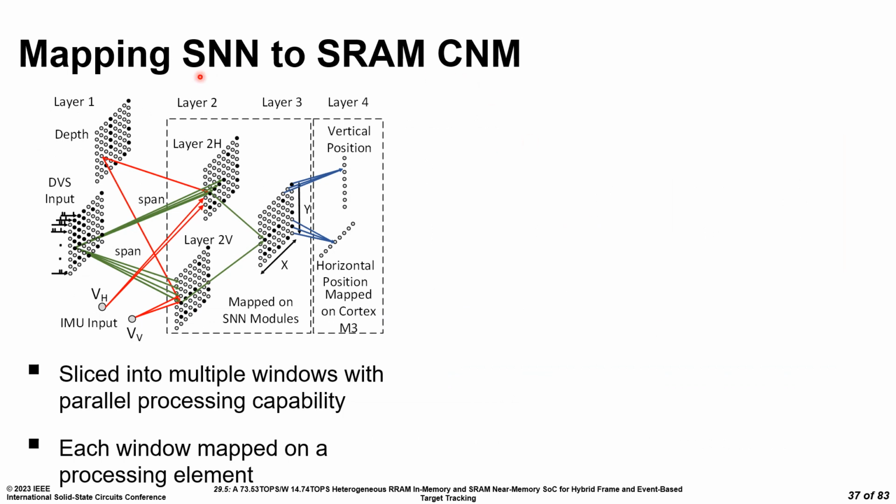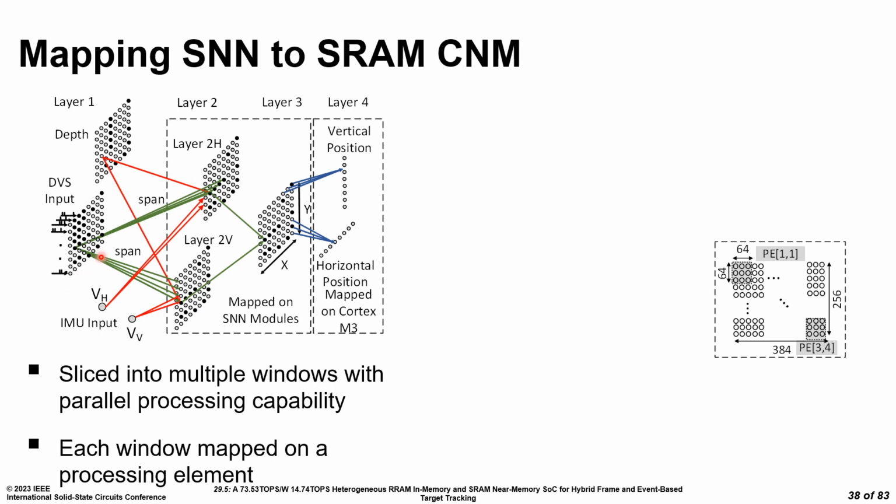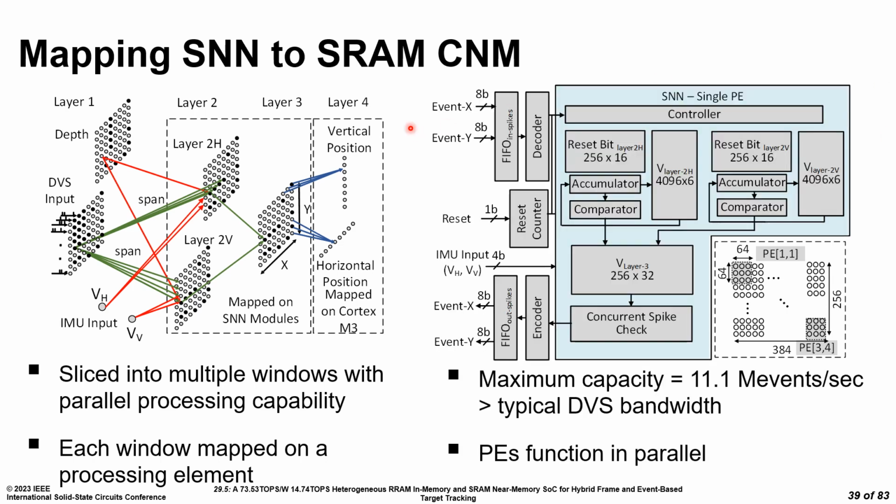Let's first look at how the SNN is mapped on compute near memory. This is the network that is carrying out self-motion cancellation. For every generated event, layer 2H and 2V need to be accessed to cancel out the activity. For this, we need to have multiple small banks of SRAM to operate. We divide the input frame into multiple small windows as shown here, and each window is mapped on one of the 24 processing elements. The incoming events are buffered, decoded, and fed to the processing element to which it corresponds, depending upon which window it is from.